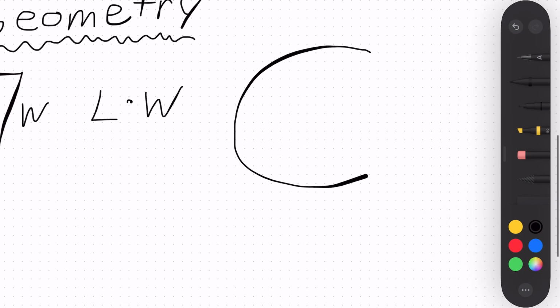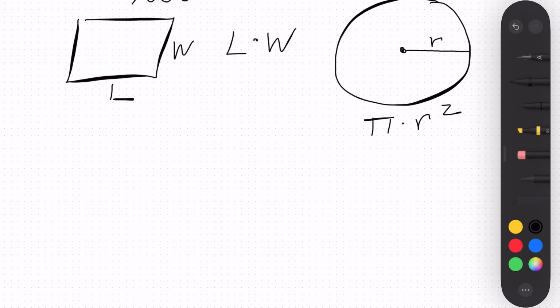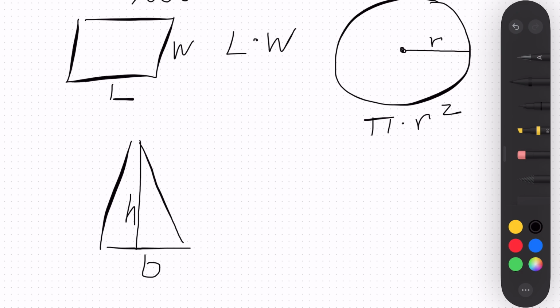For a circle, we know that a circle has a radius, which is the distance from the outside to the middle. And the formula for this one is simple. Pi times our radius squared. We also have a triangle, which has a base and a height, and our formula is 1/2 times base times height. Pretty easy, right? Now let's get on to 3D shapes.